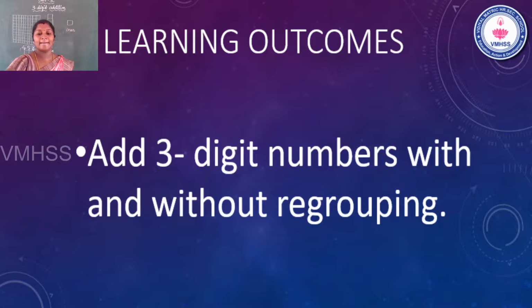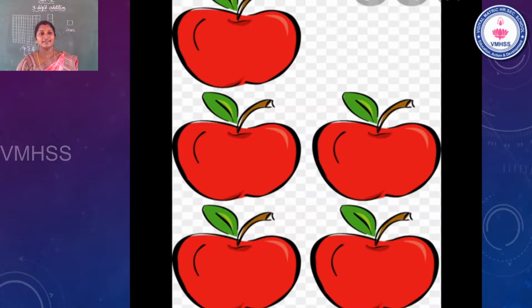Students, please see the slide carefully. What is this? Do you know the fruit name? What is this fruit? Very good. Apple. How many apples are there? Students, you count the apples. 1, 2, 3, 4 and 5. How many apples? 5 apples. Okay, students. Now we are going to 3-digit addition.